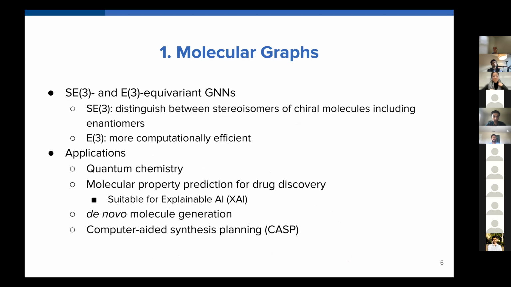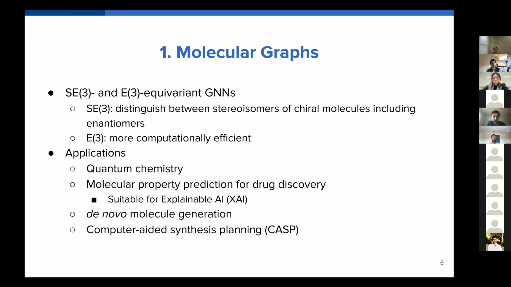To be a little more specific here, commonly we see the special Euclidean group GNNs and also the Euclidean group equivariant GNNs. If we use an SE3 equivariant GNN, we will be able to distinguish between stereoisomers of chiral molecules, including enantiomers. Enantiomers basically mean molecules that are mirror images of each other. Conversely, with E3 equivariant GNNs, we can usually do computations in a more efficient way.